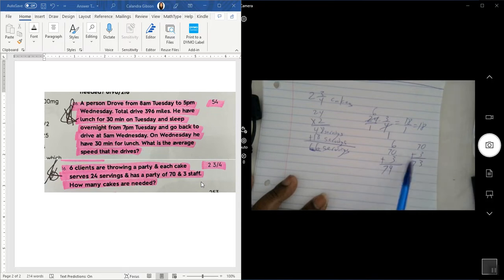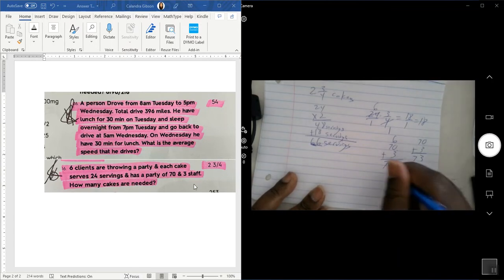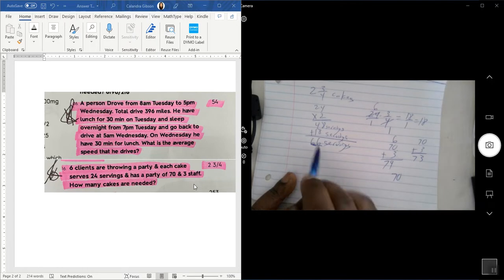So that's why I'm doing all of these different scenarios, because she brought up a good point. So then let's say that the staff and the clients are not served. That still would be 70, which is still more than 66. There's no configuration that we could think of with these numbers that would give us 66 servings. So that's why I believe this 2 3/4 is not the correct answer.